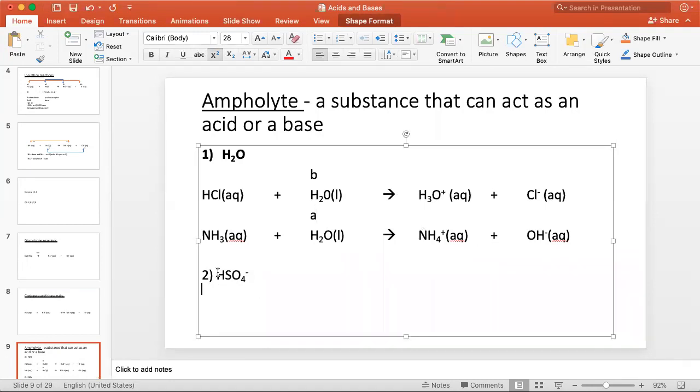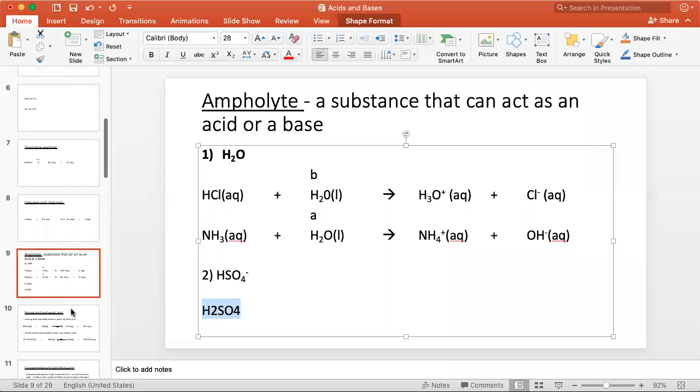I'm going to give you some time, but not now. You're going to look at HSO4-. So write in your books HSO4- and try it out to see how it can act as an acid or a base. To give you a clue, you start off with H2SO4. All right, but we're not doing it now. I'm just going to move on, but we can get back to it during question time.